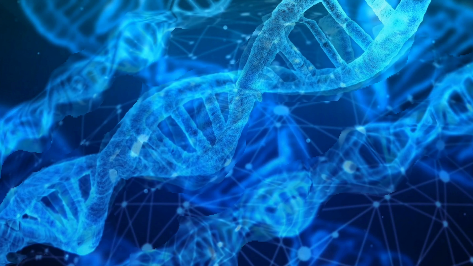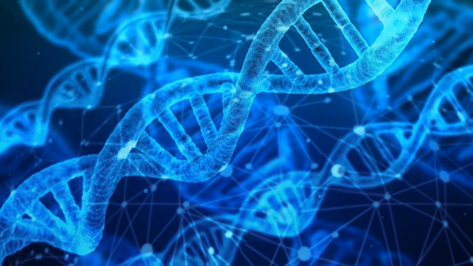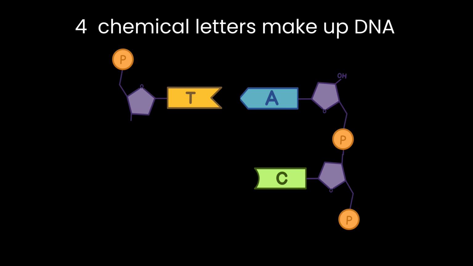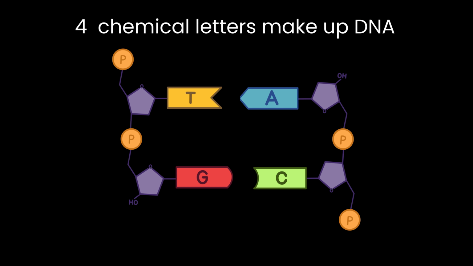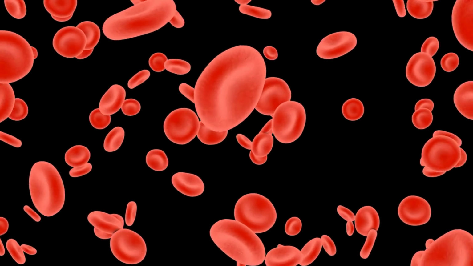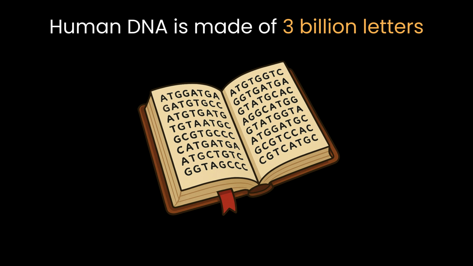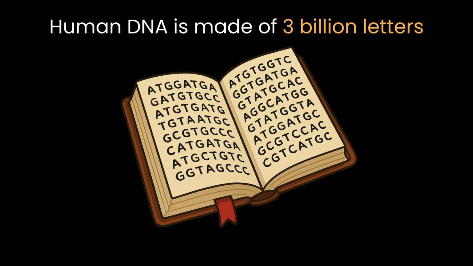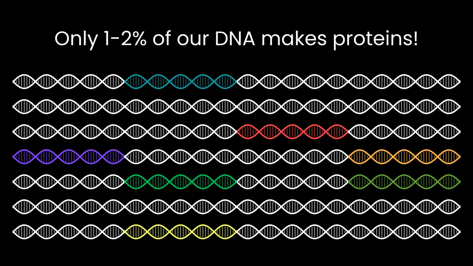Every cell in our body carries DNA, a long molecule made up of four chemical letters: A, T, G, and C. This DNA encodes everything about you, from your eye color to your blood type. In fact, there are 3 billion letters making up your entire genome. But here is something surprising. Not all of that DNA codes for traits or proteins.